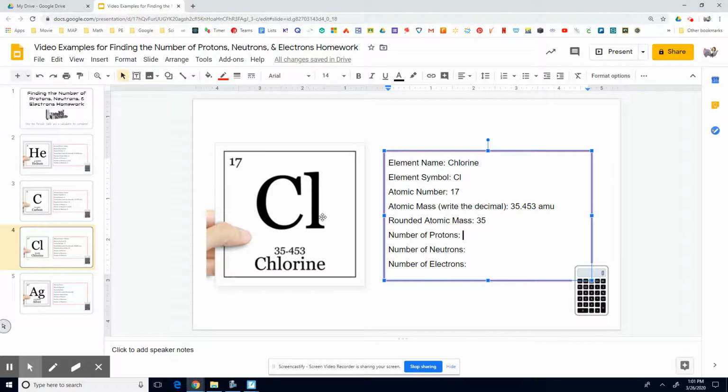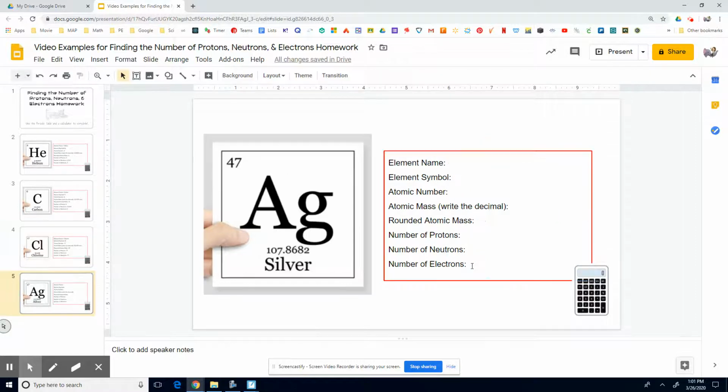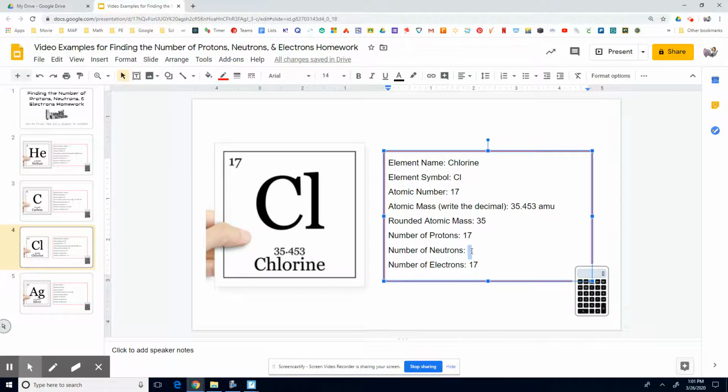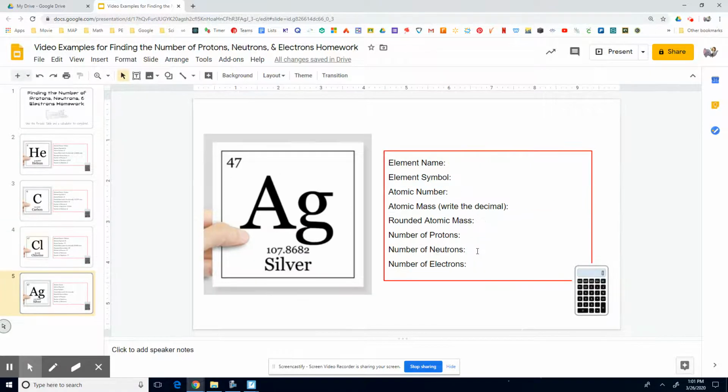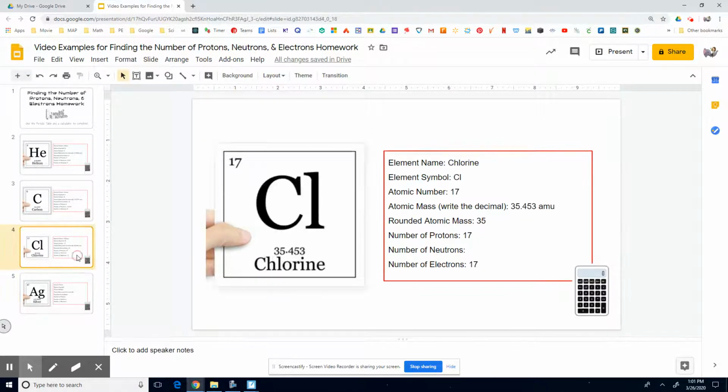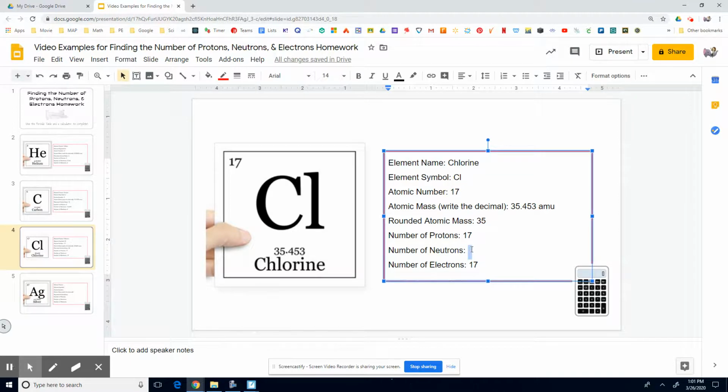All right, number of protons, neutrons, and electrons. Well, protons is just this number up in the corner, so 17. And electrons always equals the number of protons. But now I've got to do a little math. I take my rounded atomic mass, which was 35. So I'm going to type that there. Let's type 35. Hey, it worked.